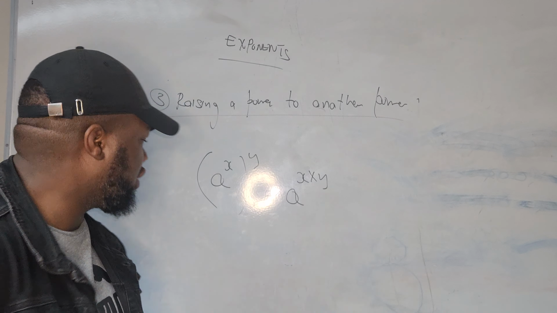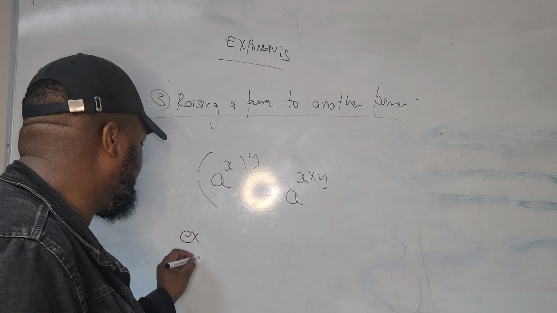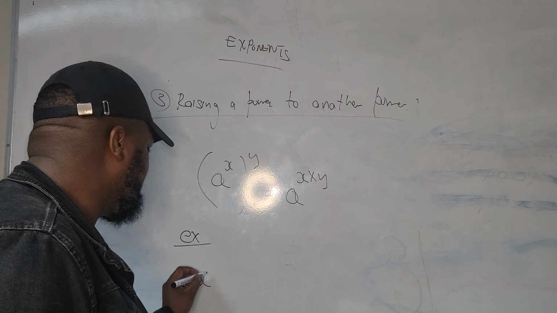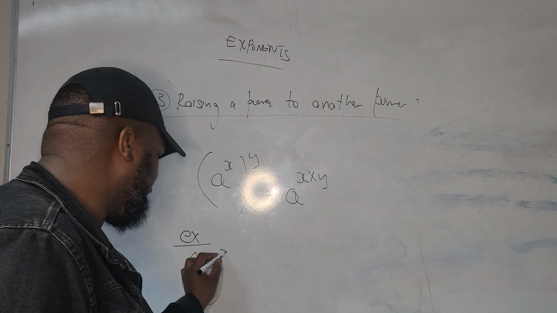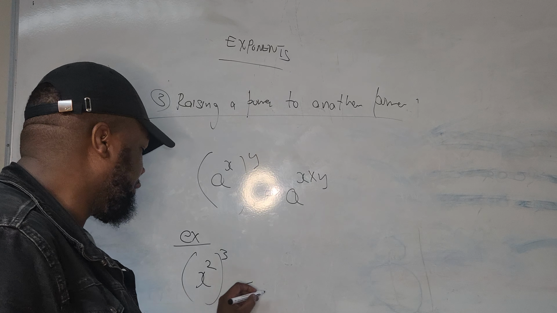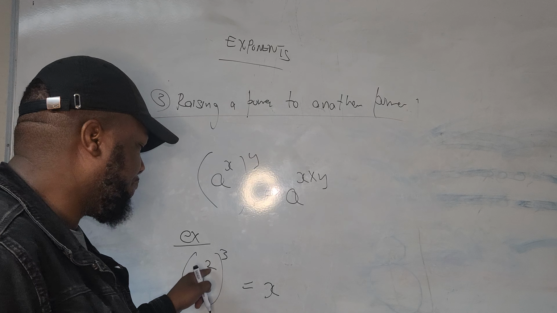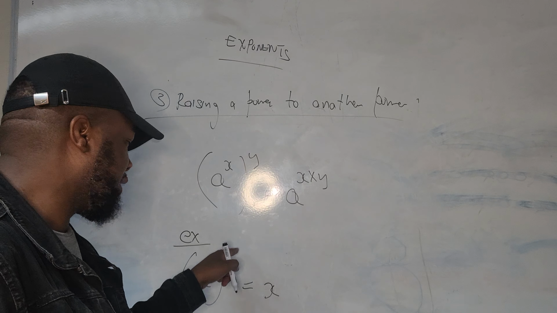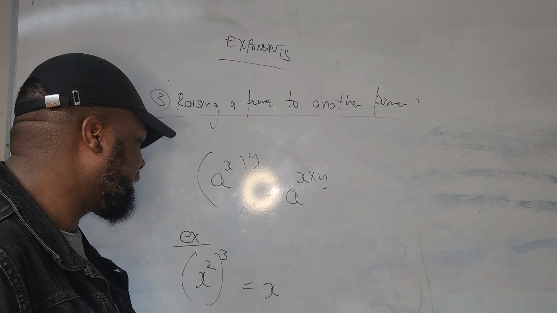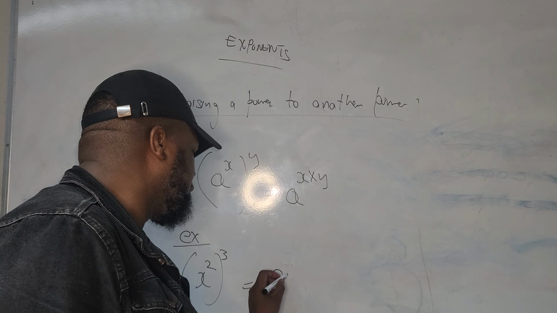Does it make sense? Now, for example, let's say we have x to the power 2, all to the power 3. What happened there? You have x, but you have power 2 and over the brackets you have 3. So these two powers will multiply each other. So you're going to have 2 multiplied by 3.